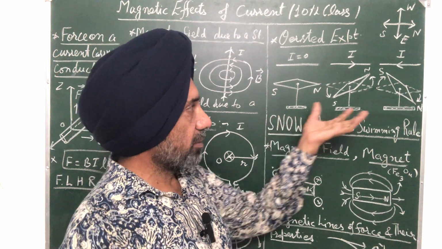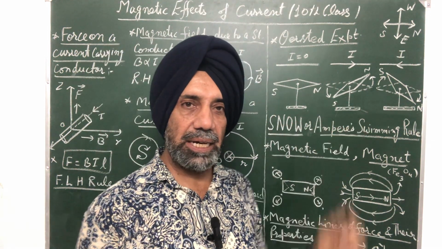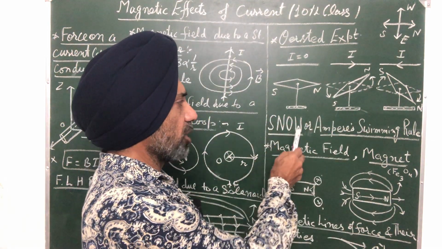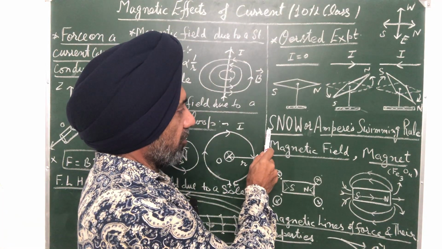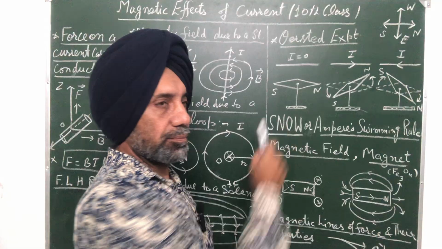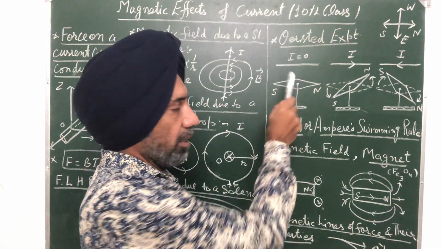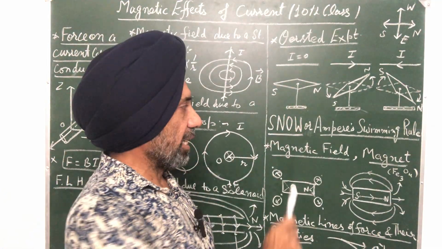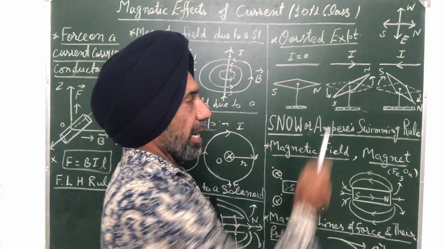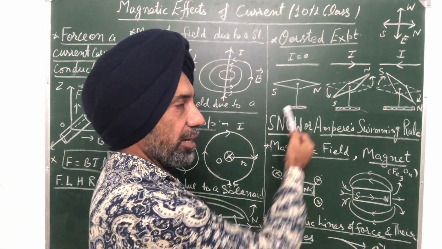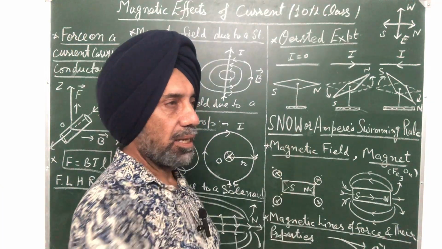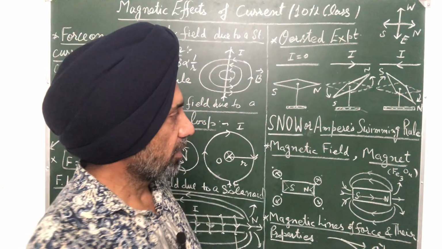So to remember the direction of deflection of the needle, remember the word SNOW. It states that if current is from south to north, wire is over the needle, then north pole gets deflected towards west. So we can find direction of deflection of the needle knowing the direction of current.